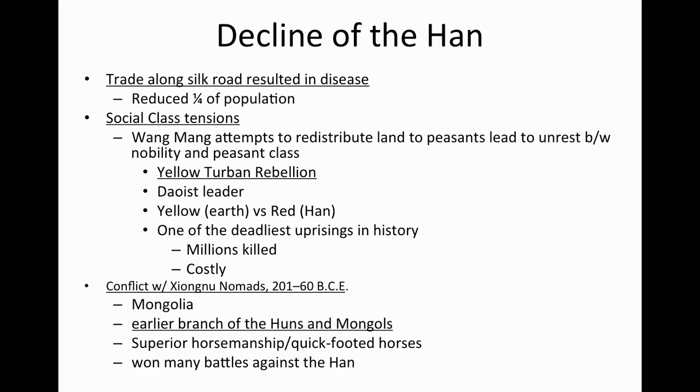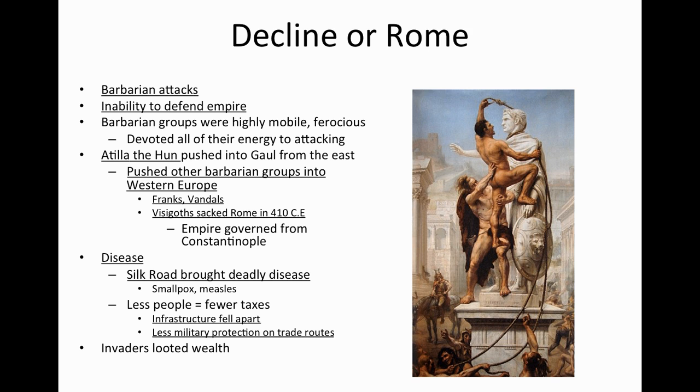Millions were killed. So when you lose millions of people, that is not going to be very good for an empire. You're going to be weakened. You're going to be subject to invasion. It's also very costly. You're going to have less money to protect your empire from invasion. Those invasions by the Xiongnu nomads, those early Mongols, didn't help either. So I would probably argue that it was disease, nomadic invasion, and also social class tensions that brought down the Han Empire. The Romans, very similar, those barbarian invasions.